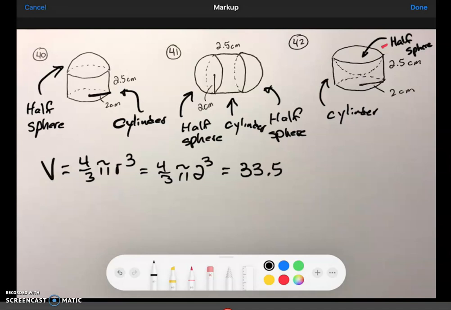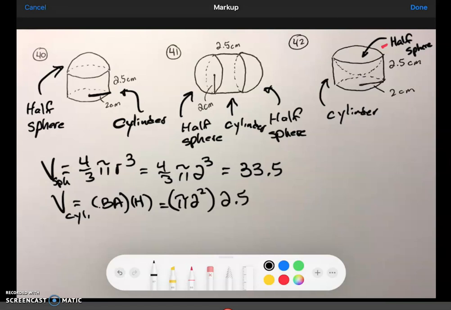Now that's for the entire sphere. Sometimes we're not going to need the entire sphere. The volume of the cylinder, I should just put the word cylinder there and sphere here. The cylinder is base area times the height. The base of all of the cylinders is a circle, so it's pi r squared, and the height happens to be 2.5 on each one of those cylinders. And this calculation turns into 31.4. Okay, so those are the basic ones that we need.